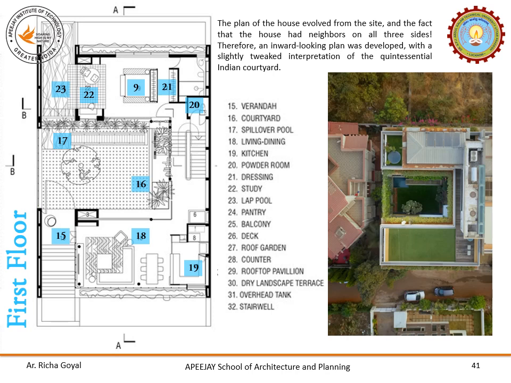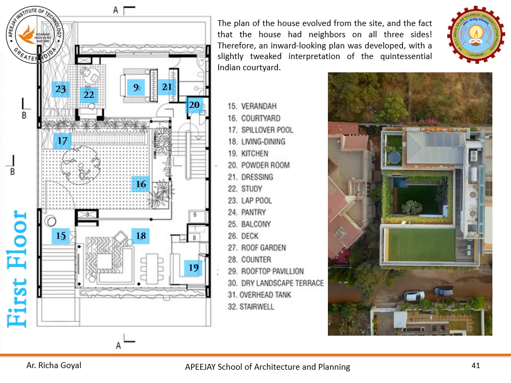The first floor of the house. Coming up from the veranda to the central courtyard, we have a living area adjacent to the courtyard, a kitchen, a powder room, a dressing unit, then a bedroom, a study area, and an overlooking pool from the bedroom and the study area.